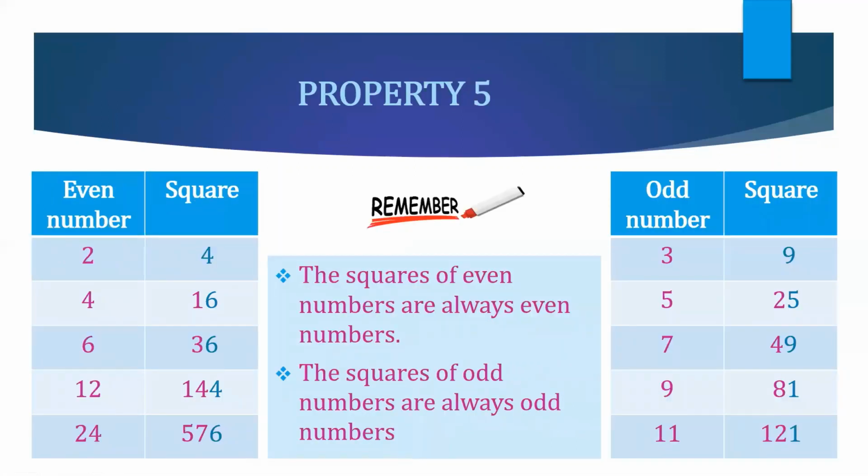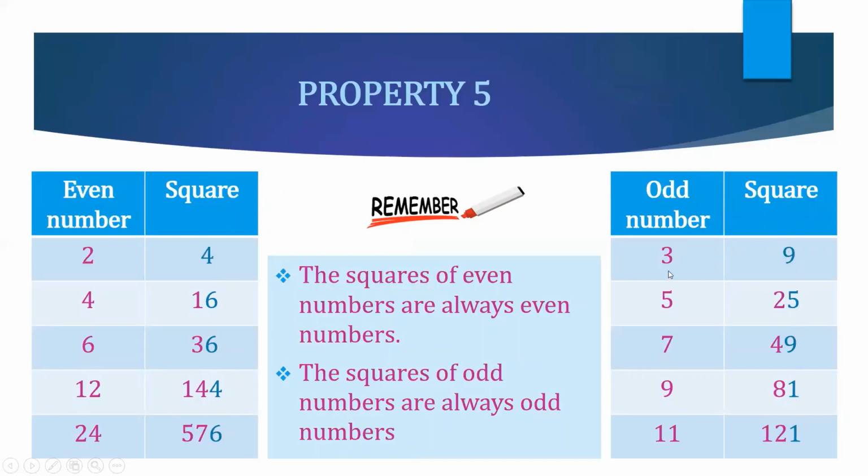Fifth one: the squares of even numbers are always even numbers, and the squares of odd numbers are always odd numbers. So here you can observe the even numbers, and the squares of these even numbers are even. That is, they have 4, 6, or 0 on the unit place. And in case of odd numbers, you will have 9, 5, 1, and so on, such numbers.